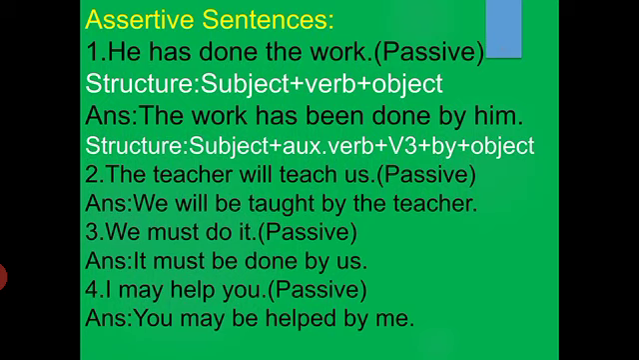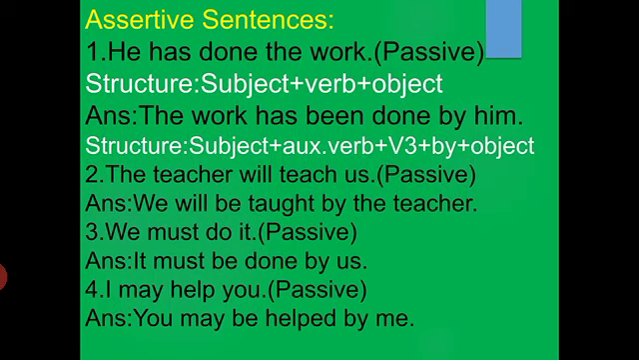Here is also another sentence, and the sentence is the teacher will teach us. You have to make it passive. The answer is we will be taught by the teacher. And another sentence is we must do it. Here you can see the sentence has also followed the same rule. In the last, there is I may help you, passive.